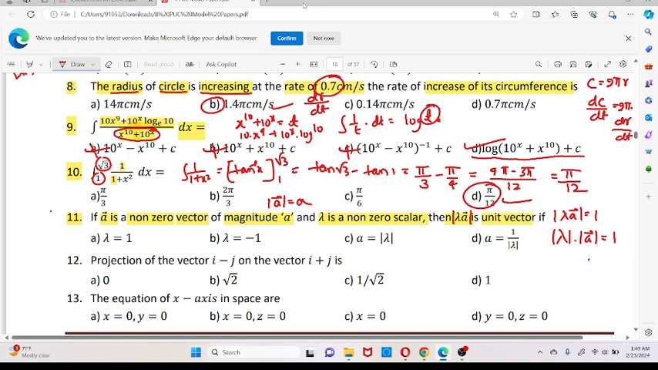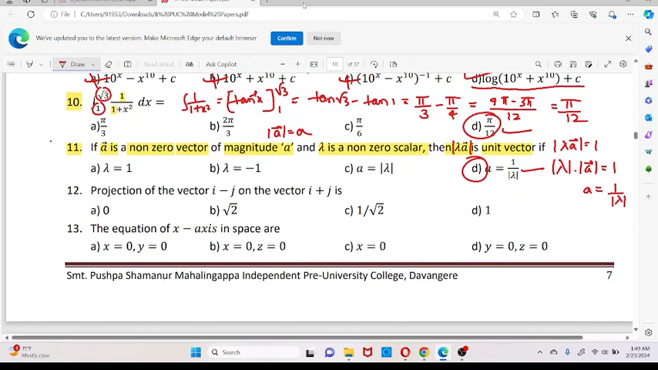And magnitude of A is already given, that is A. It is 1 divided by magnitude of lambda A. So without a doubt option D will be the right answer. We'll go ahead with the next question, that is the 12th one.